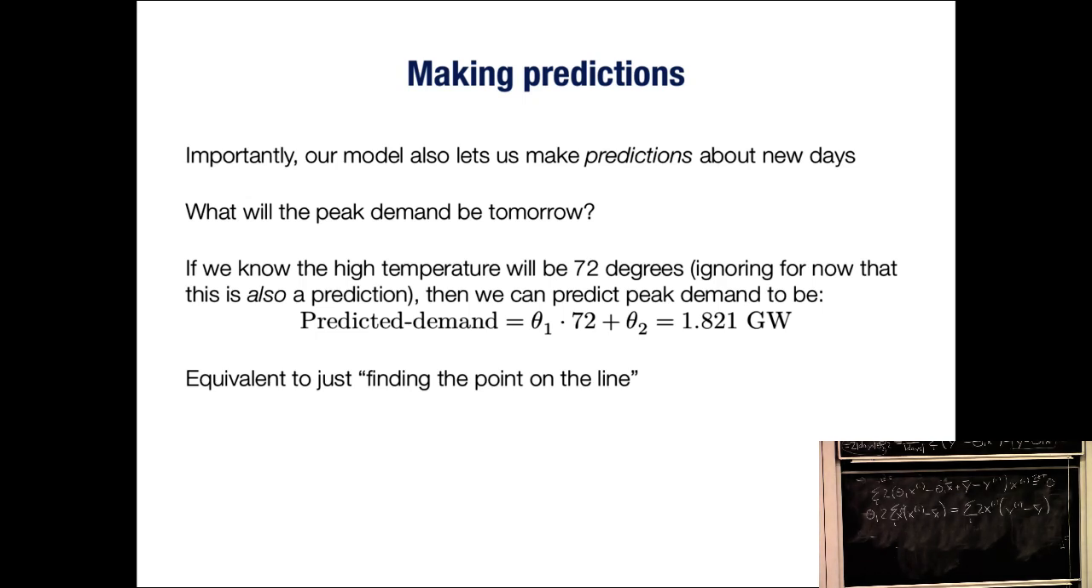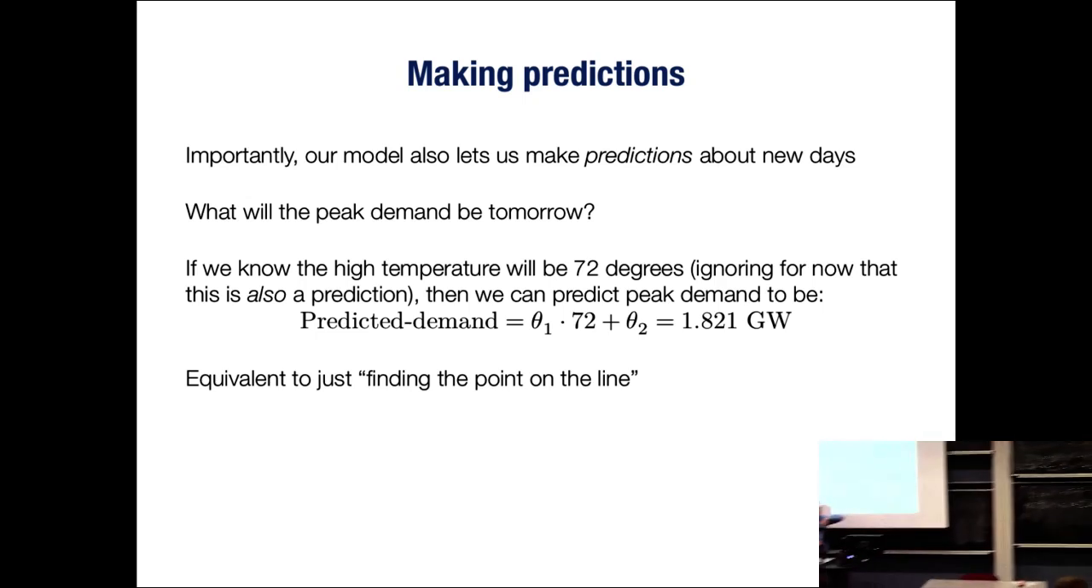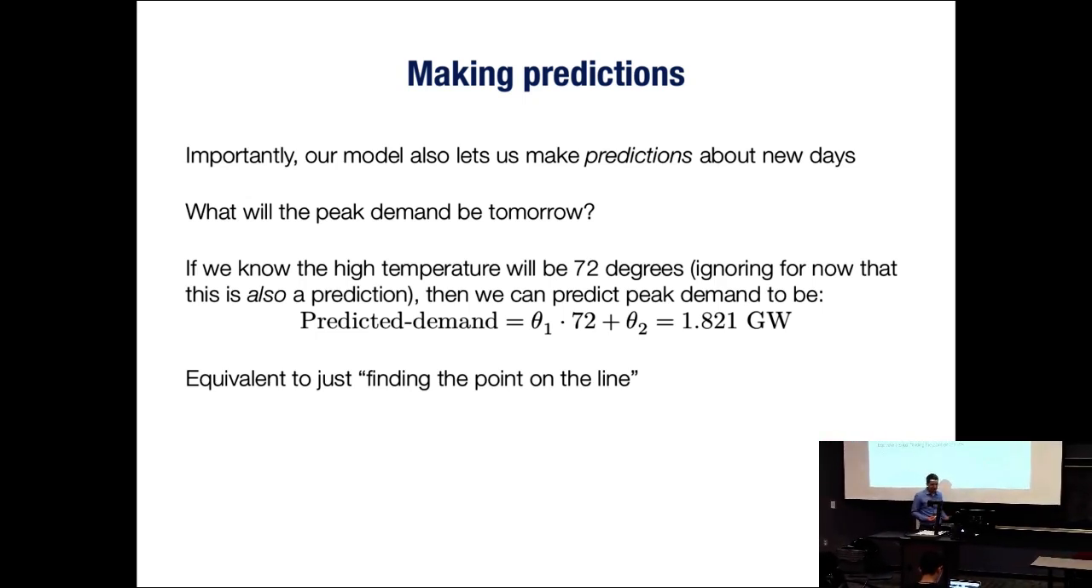So if I know tomorrow is going to be 72 degrees outside, I can use this model. I guess it doesn't really apply here because we're outside the months we trained it on, but ignoring that for a moment, I can use this model to predict how much demand there is going to be. Again, I'm also going to ignore the fact that a 72 degree forecast is also a prediction. So let's just assume that we know it's going to be 72 degrees tomorrow.